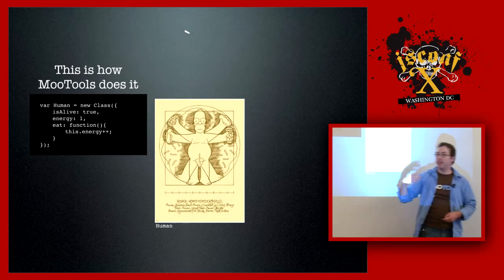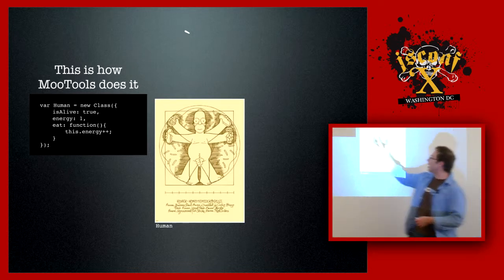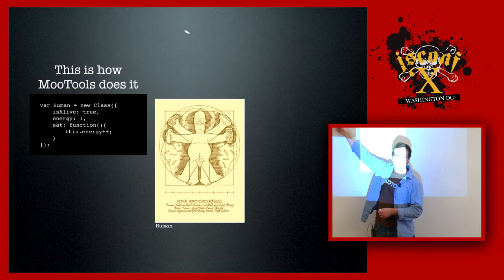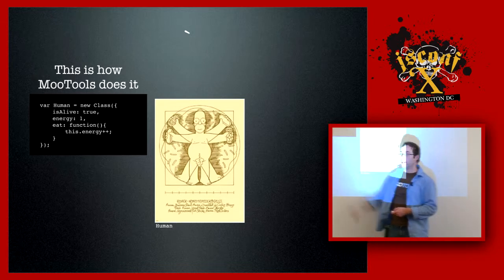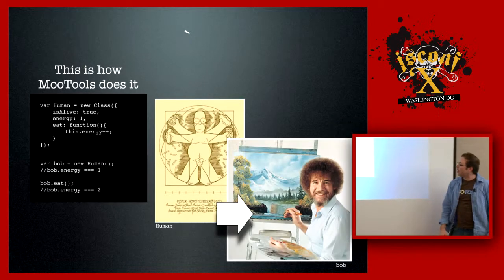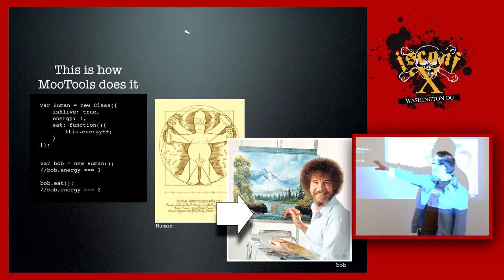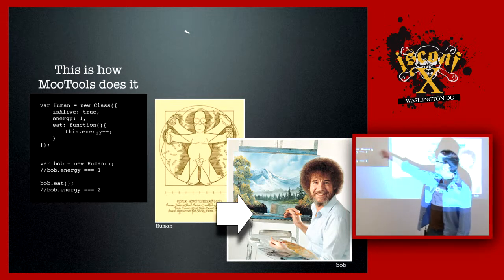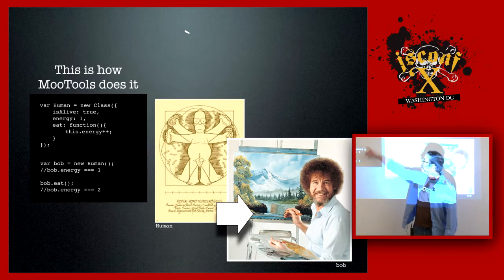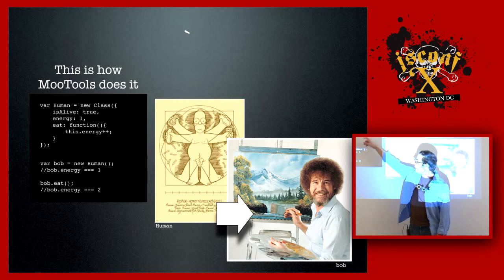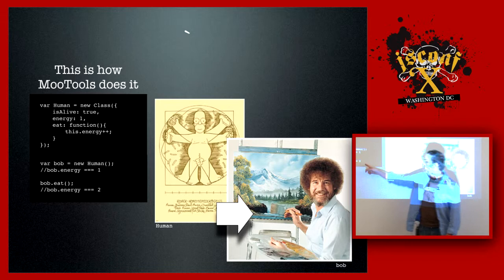And whenever we say, hey, new Human, I get returned an object whose prototype is this one that I started out with. So if I want to create a new one, I'll get Bob Ross. We say, var bob = new Human. Bob's energy is 1 because that's what the prototype gave it. And if I say bob.eat, now his energy is 2.